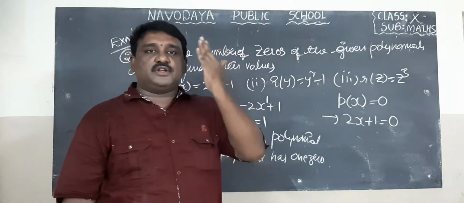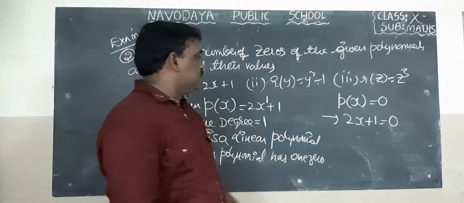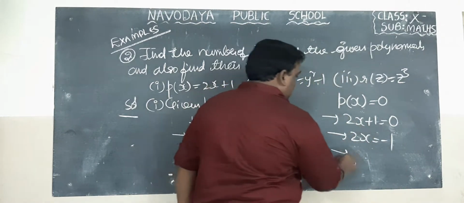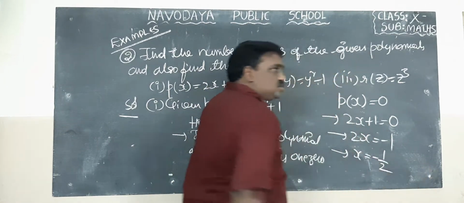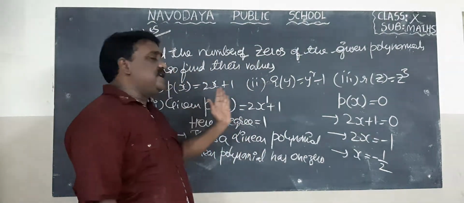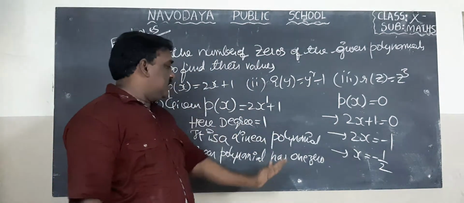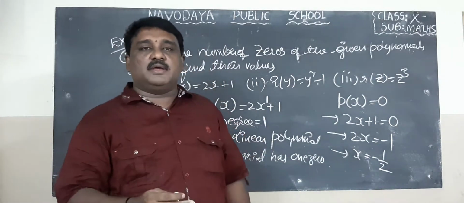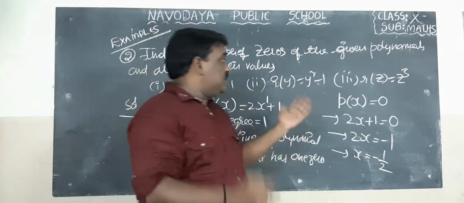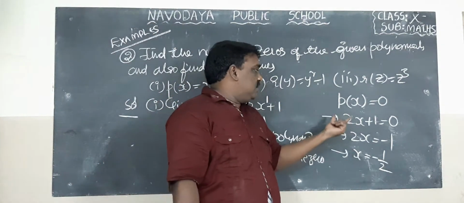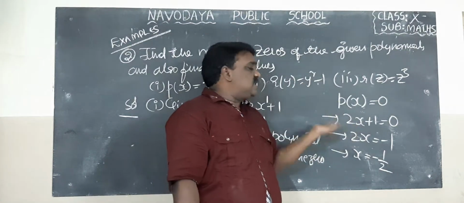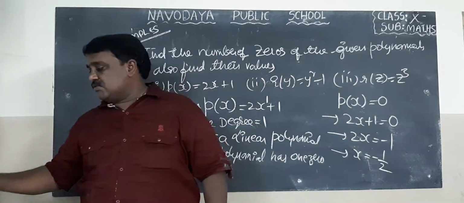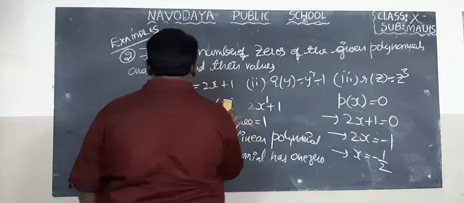If you want to find out the zero of the polynomial, equate the polynomial to 0. Plus 1 becomes minus 1, so 2x equal to minus 1, x equal to minus 1 by 2. Okay? So it is a linear polynomial because degree 1, and a linear polynomial has 1 zero. So minus 1 by 2 is the zero of the polynomial. Second one.